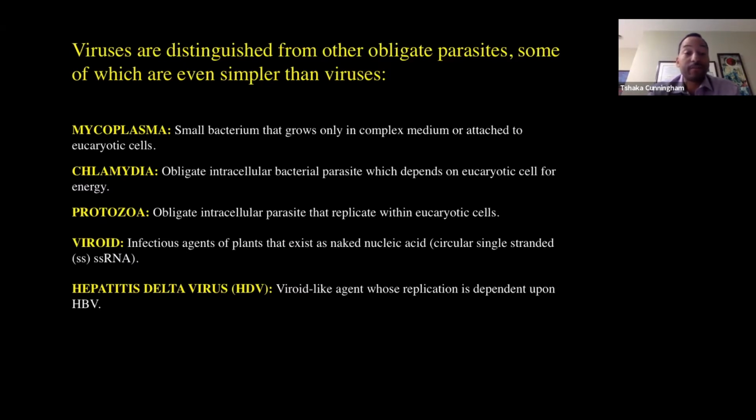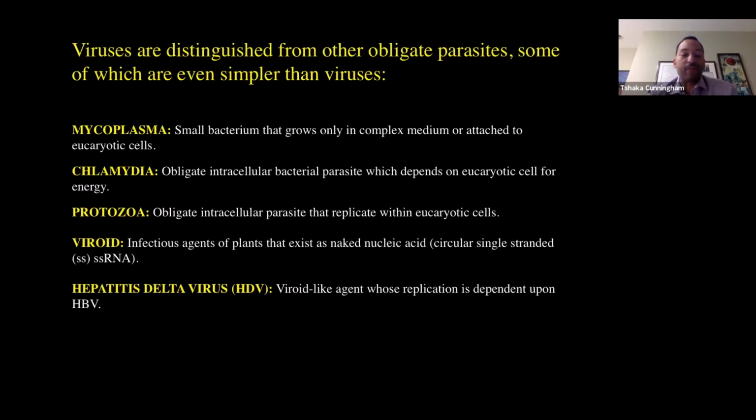Chlamydia is a bacterial parasite which depends on cells for energy, and it causes some sexually transmitted diseases. Protozoans are parasites that replicate inside of eukaryotic cells. And then there are these new things called viroids. These are infectious agents of plants that are just naked nucleic acid. That is, they don't have the protein coat. They just have a single-stranded RNA that makes them infect plants.